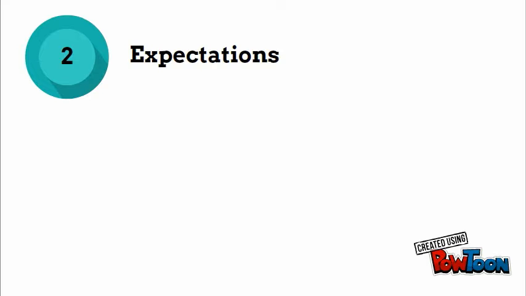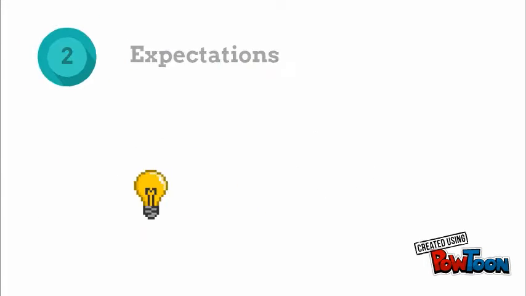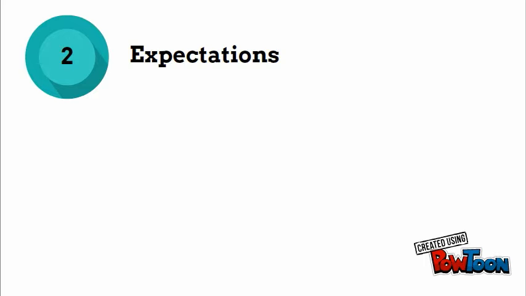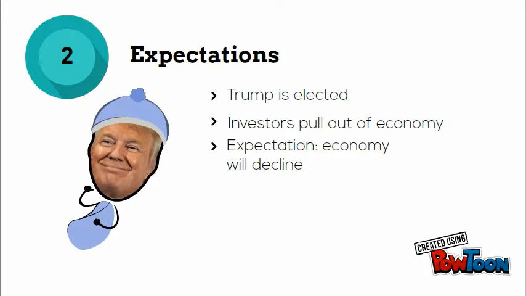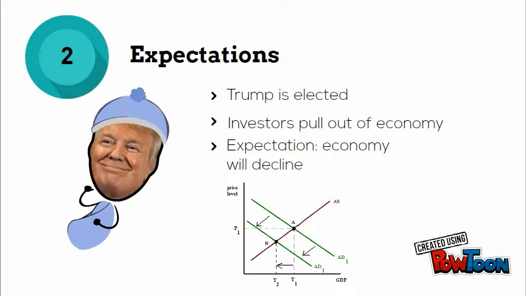If businesses and households are optimistic that future profits, prices, or income will increase, it is likely to lead to higher aggregate demand, or vice versa. For example, when President Donald Trump was elected, many investors pulled out of the economy because the expectation was that the economy would decline. Therefore, aggregate demand shifted to the left.